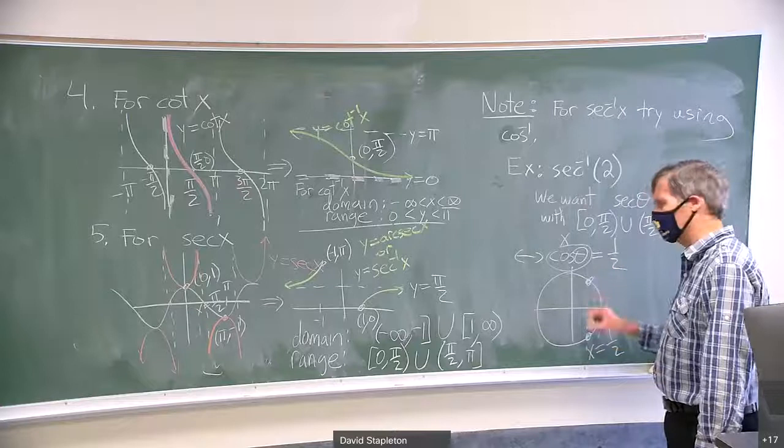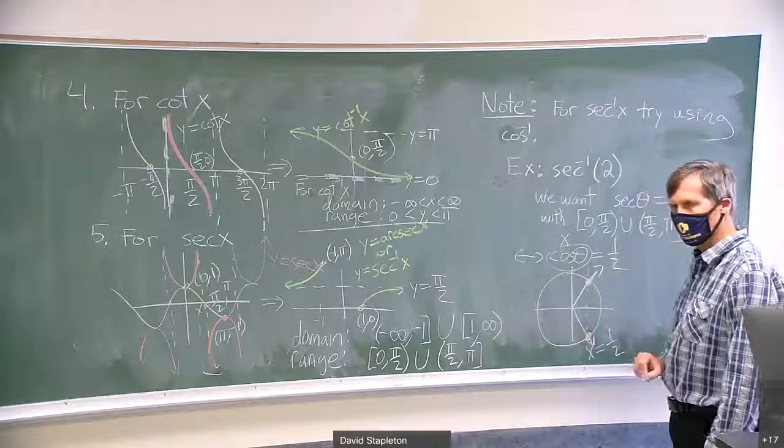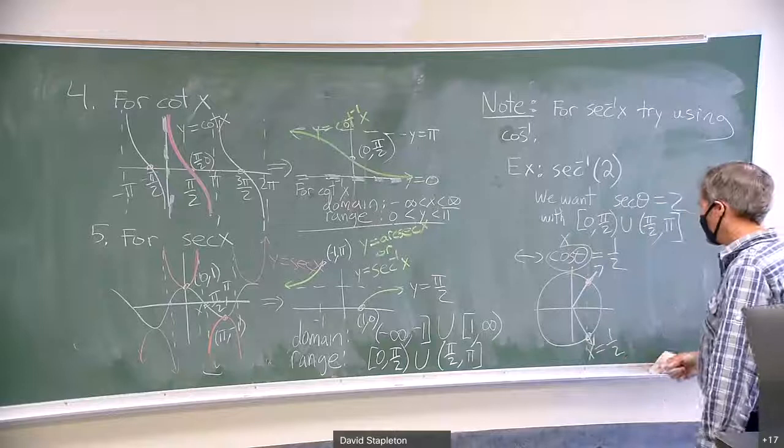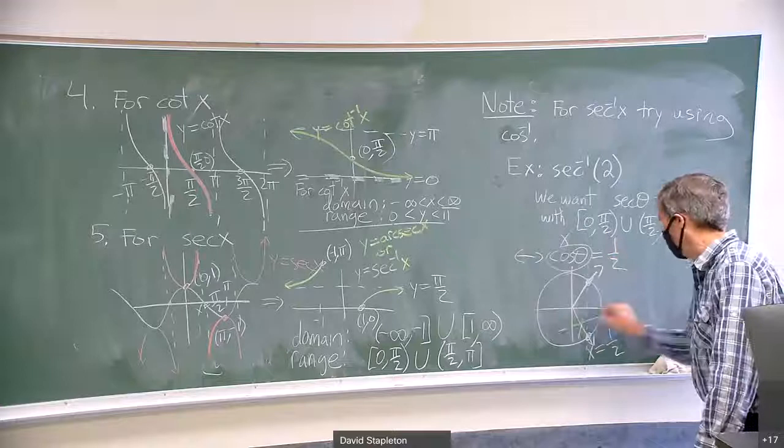And which one do we want? This is why you want to know the range. The one we want is between 0 and pi, but not pi over 2. Secant isn't defined at pi over 2. So 0 to pi is the first and second quadrants. We throw out this one. So it must be this angle here.